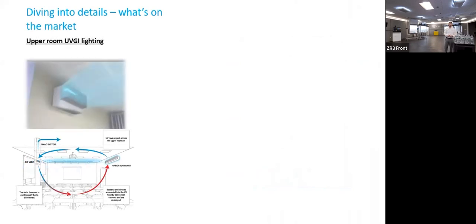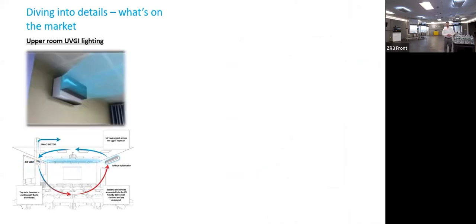First is upper room UVGI. UV works. We know that 254 nanometer works. It absolutely deactivates a virus, a microorganism. However, you can't just add a UV system into this room in the corner or at the roof or at the ceiling and say it's going to deactivate all microorganisms present in that room. What we have to understand is how we are going to drive these pollutants to that UV light and allow it to have the proper dosage over time to deactivate those microorganisms.